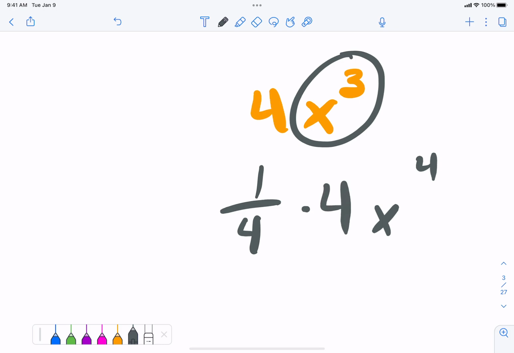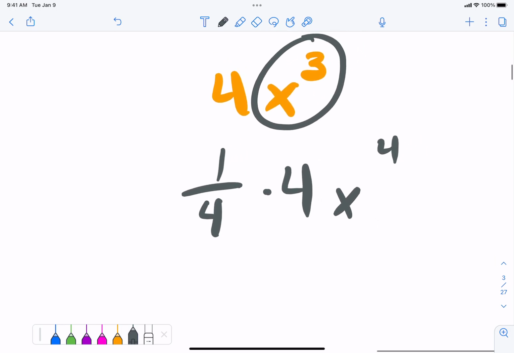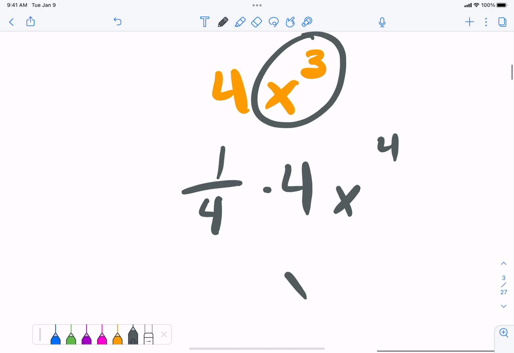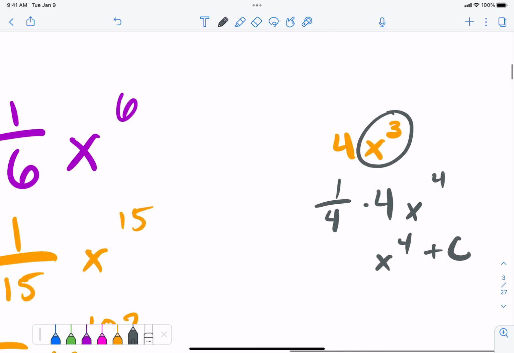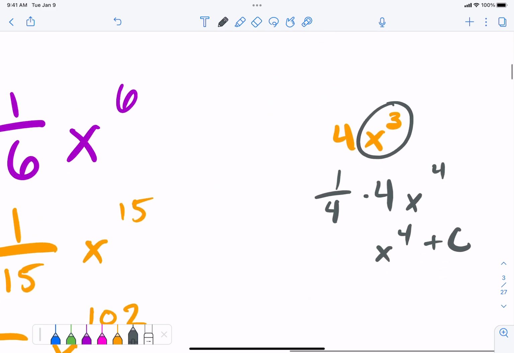I'm going to take 4 times the 1/4, which would be 1, so x to the 4th. So x to the 4th plus c, right? Plus c, technically, yes. All of these should technically have plus c. We'll do those when we do your homework assignment, okay? So let's do another one.